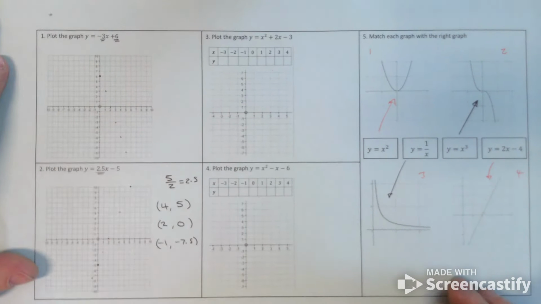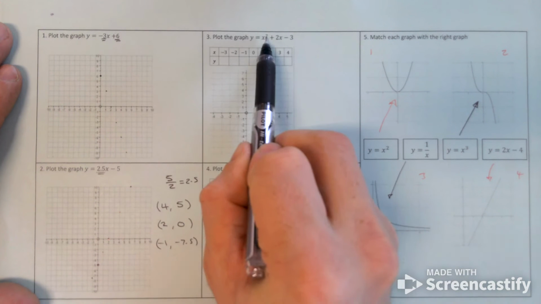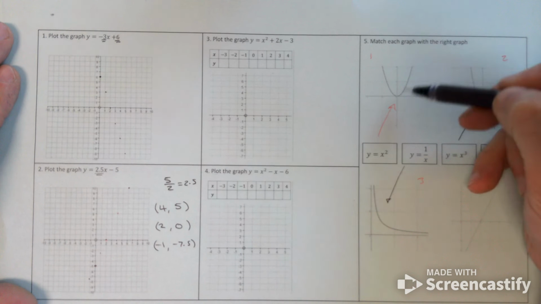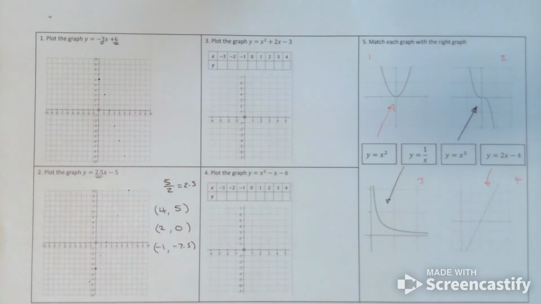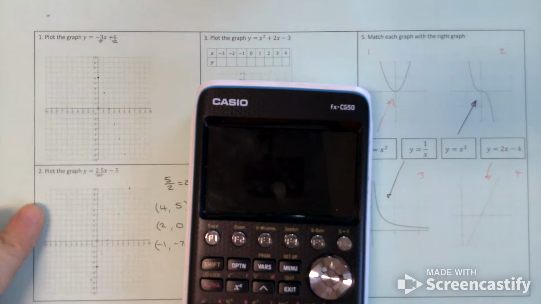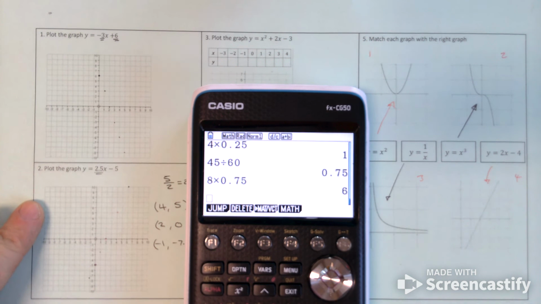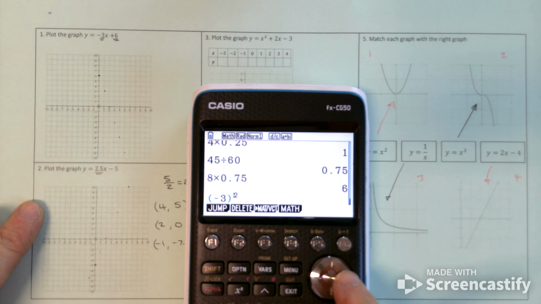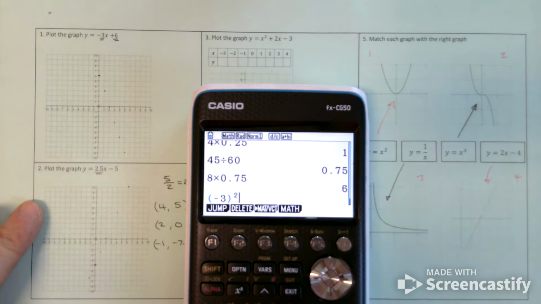Okay, question 3. This is a quadratic graph. You can tell that because it's got this squared here, which means it's going to have this kind of shape. To work out those points, what you want to do is get your calculator. Then we want to write down the equation with brackets and one of your numbers in. So let's put -3 in first because that's the first one. So -3 squared, and then it says plus 2x, so plus 2 and then the -3.